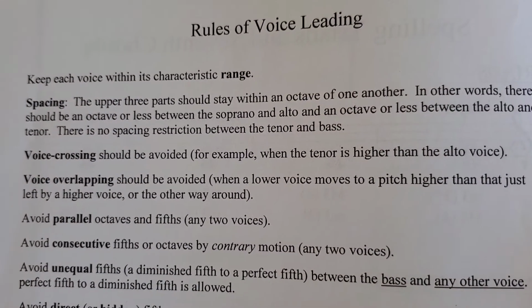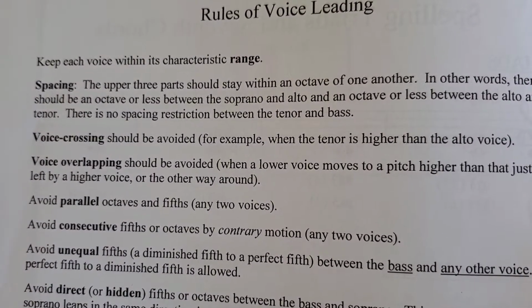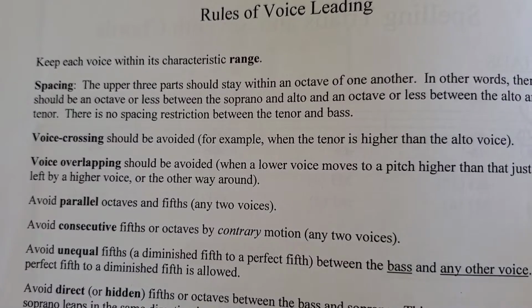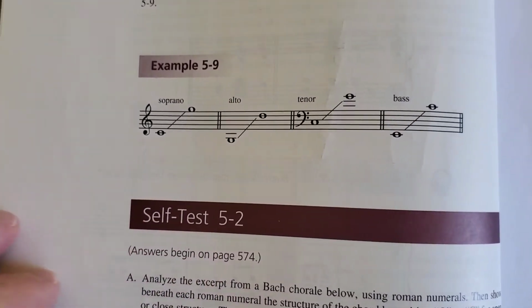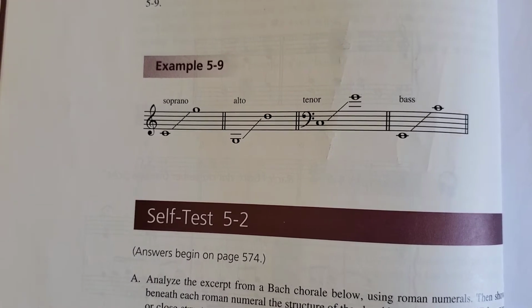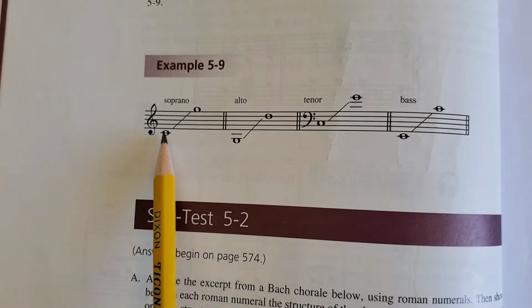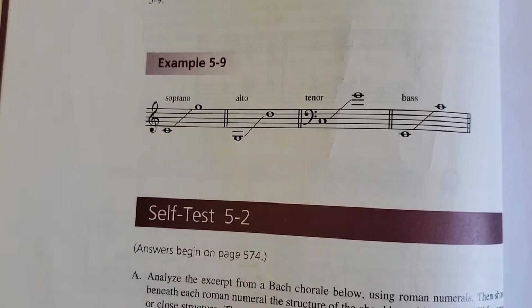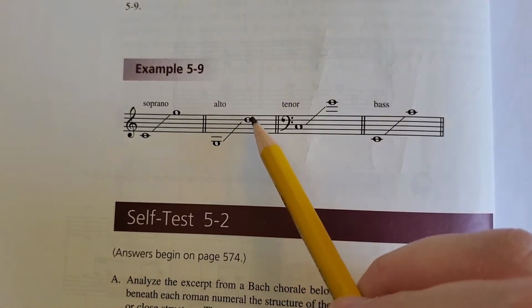Well, let's first talk about the range. So it says here, keep each voice in its characteristic range. Now the book has listed some ranges for us, and the way I think about ranges is in general an octave and a fifth for each one. So you can see the soprano is about C4 all the way up here to G5, an octave and a fifth. The alto is G up to D here.